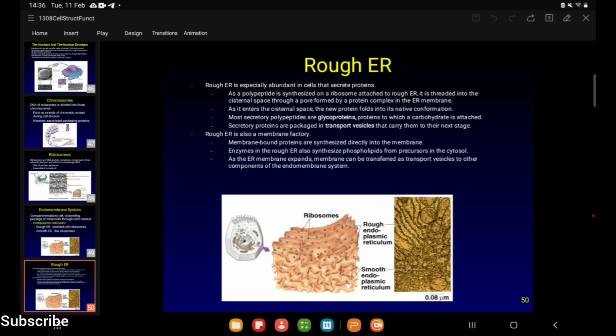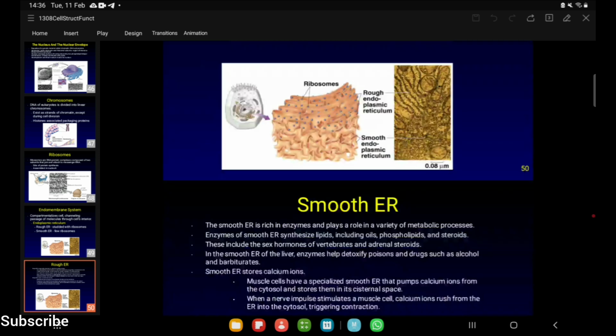As a polypeptide is synthesized on a ribosome attached to rough ER, it is threaded into the cisternal space through a pore formed by a protein complex in the membrane. As it enters the cisternal space, the protein folds into its native conformation, and rough ER is also a membrane factory. Membrane bound proteins are synthesized directly into the membranes.